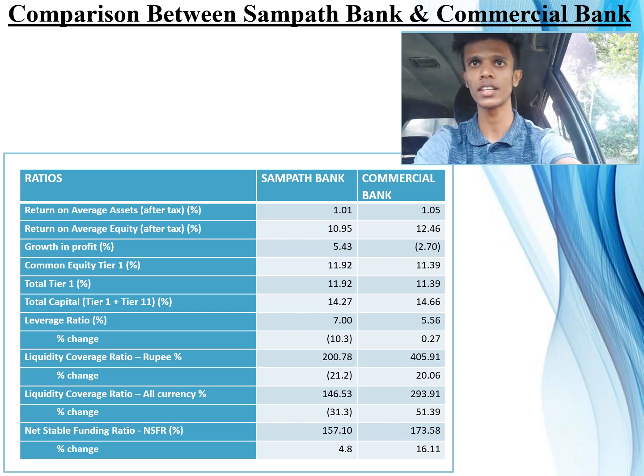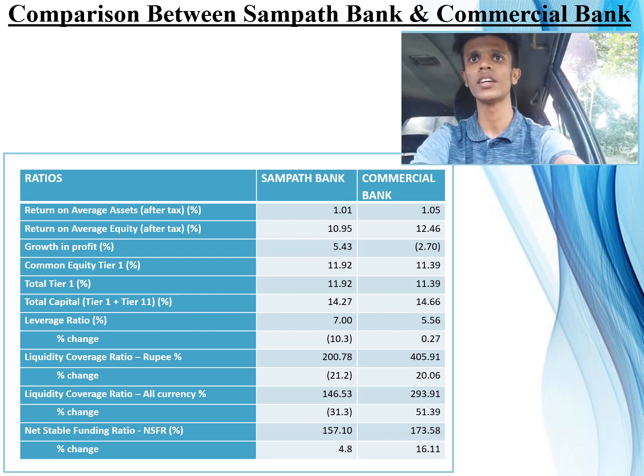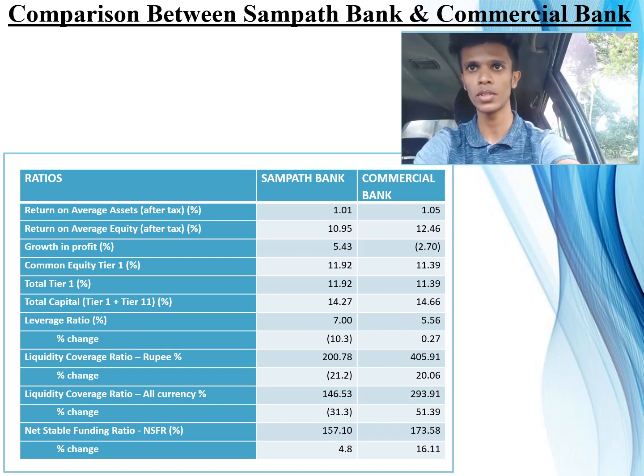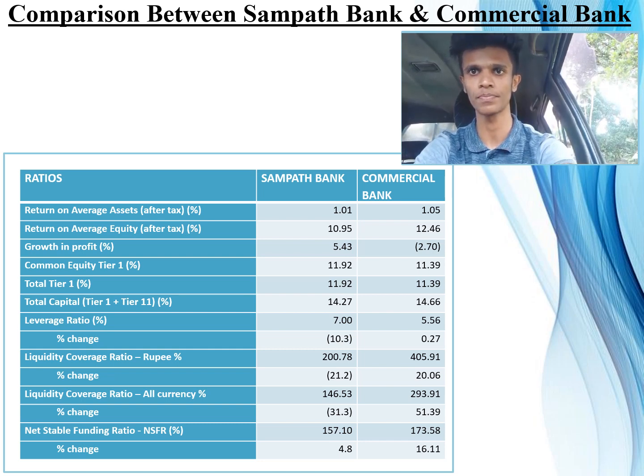The second ratio is return on average equity. Sampath Bank's return on average equity is 10.95% and Commercial Bank's return on average equity is 12.46%. The Commercial Bank has a higher return on average equity, generating returns for its shareholders relative to its equity. This could be due to better management of expenses or higher profit margins.